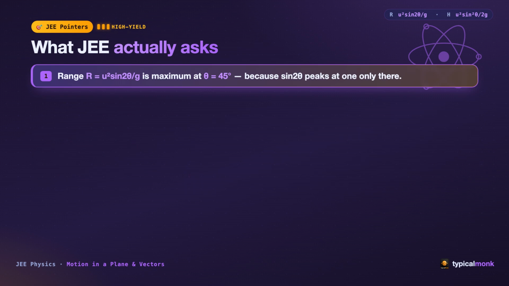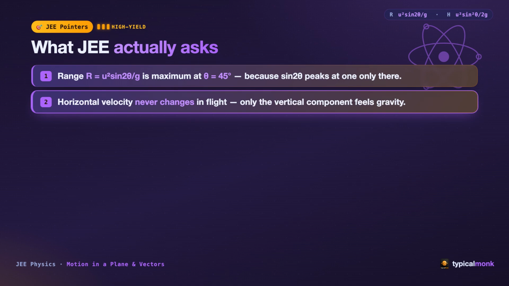Now sit up straight. These 5 lines are what G actually asks, year after year. 1. Range is u squared sine of 2 theta over g, and it is maximum at 45 degrees, because sine of 2 theta can never exceed 1. 2. Horizontal velocity never changes in flight. Gravity only ever touches the vertical component.